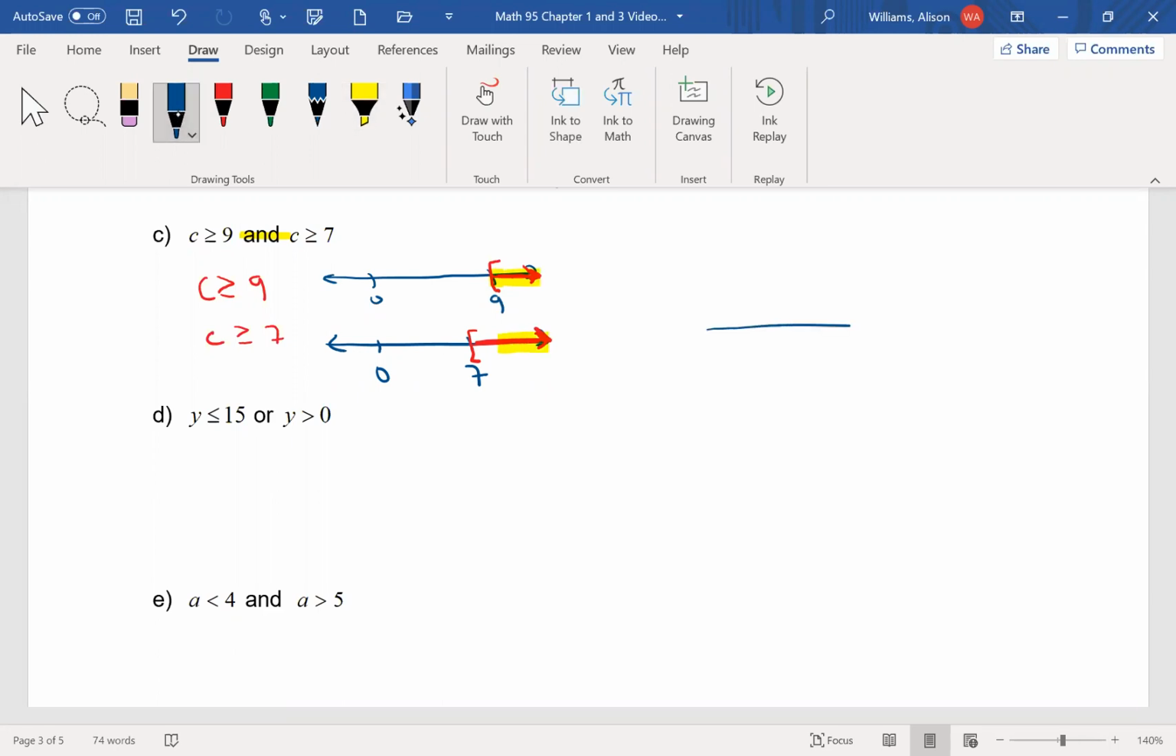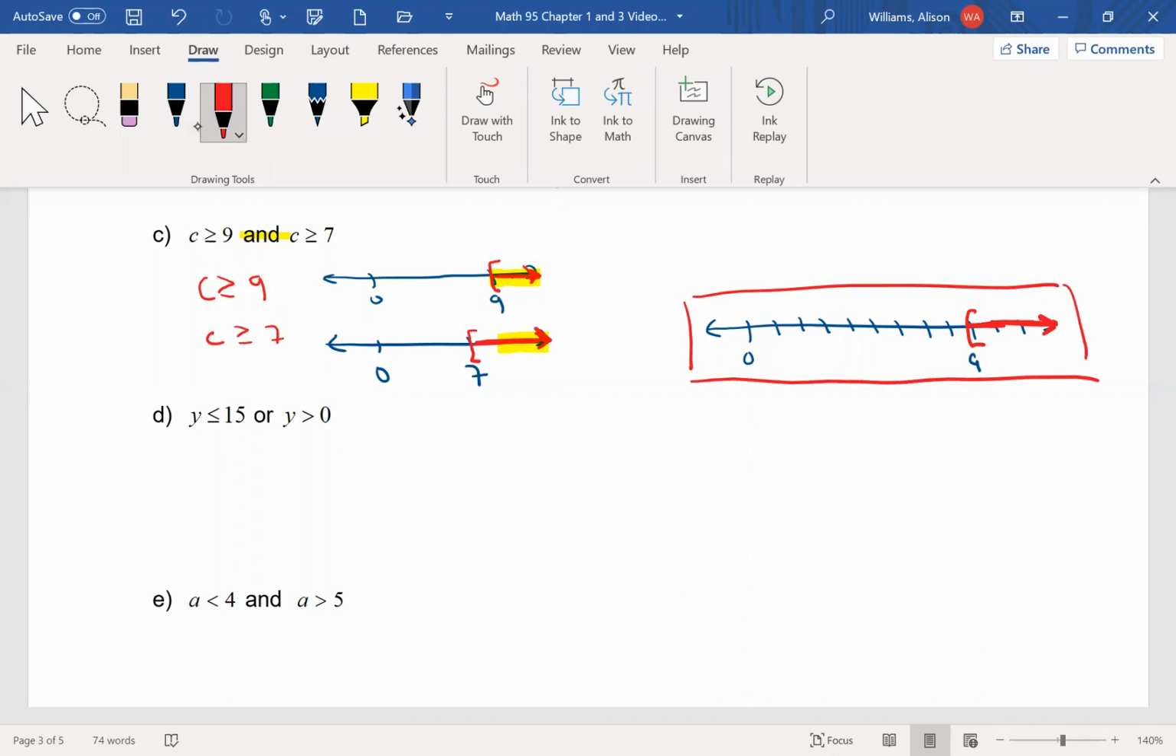So to draw where they have stuff in common would be 1, 2, 3, 4, 5, 6, 7, 8, 9. Not drawing these big enough here. From 9 on, we'll pretend it's at 9, they have something in common. So that would be the answer, from 9 on.